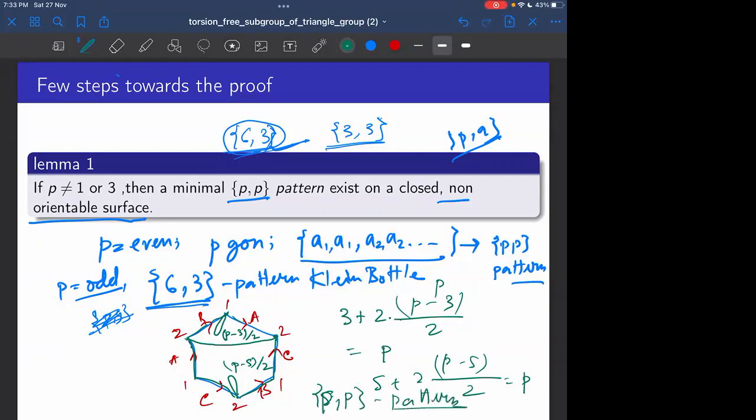and of course it's non-orientable because we draw the 6-3 pattern in the Klein bottle. Actually, this is the Klein bottle, and if we identify all of this, it will be like 6-3.